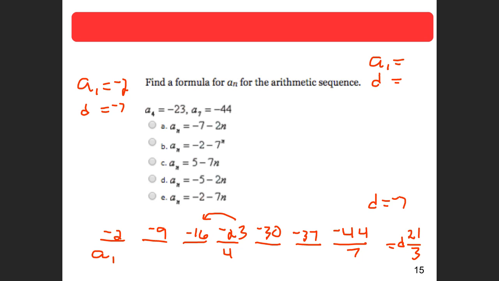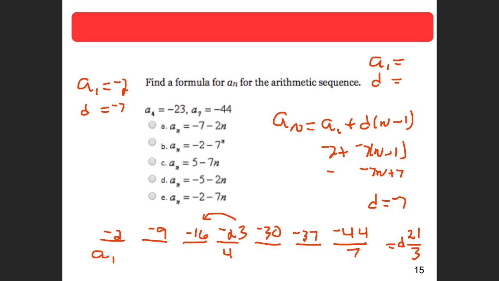And I have my d value, which is -7. So I can use the formula a sub n is equal to a sub 1 plus d times n minus 1. So a sub 1 is -2, d is -7, times n minus 1. So that gives me -7n plus 7. So -7n plus 5 would be my a sub n. -7n plus 5. So I'm going to go with letter C here.